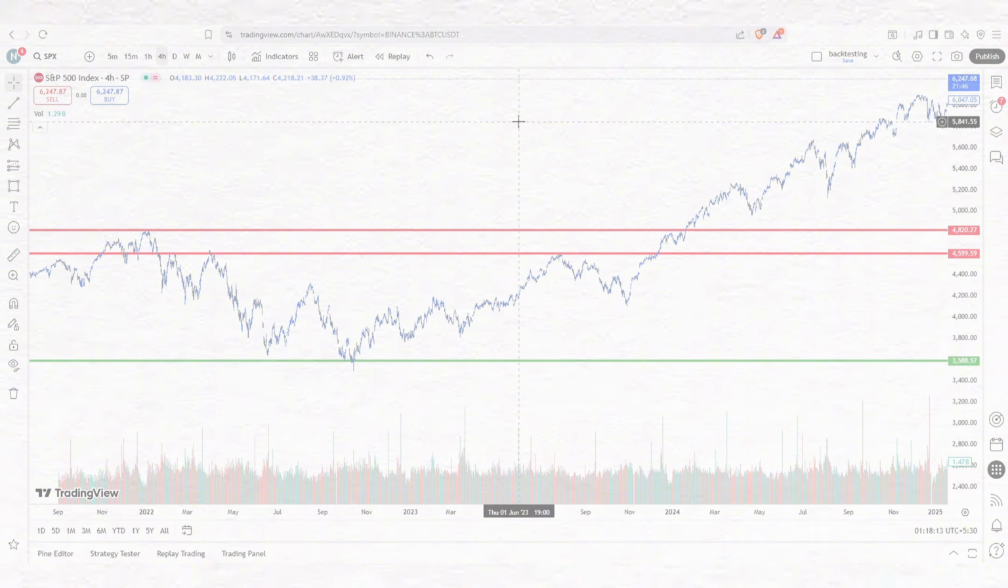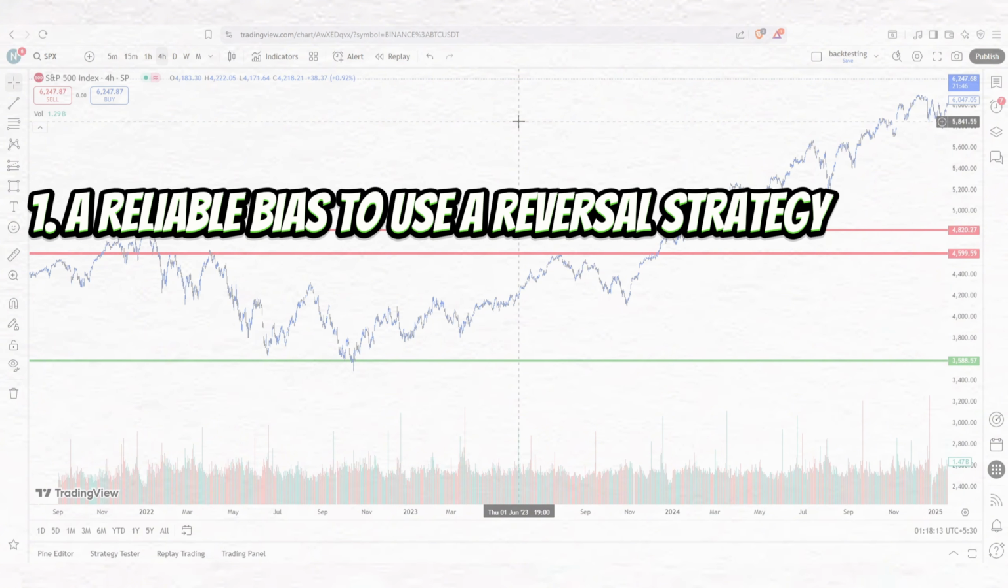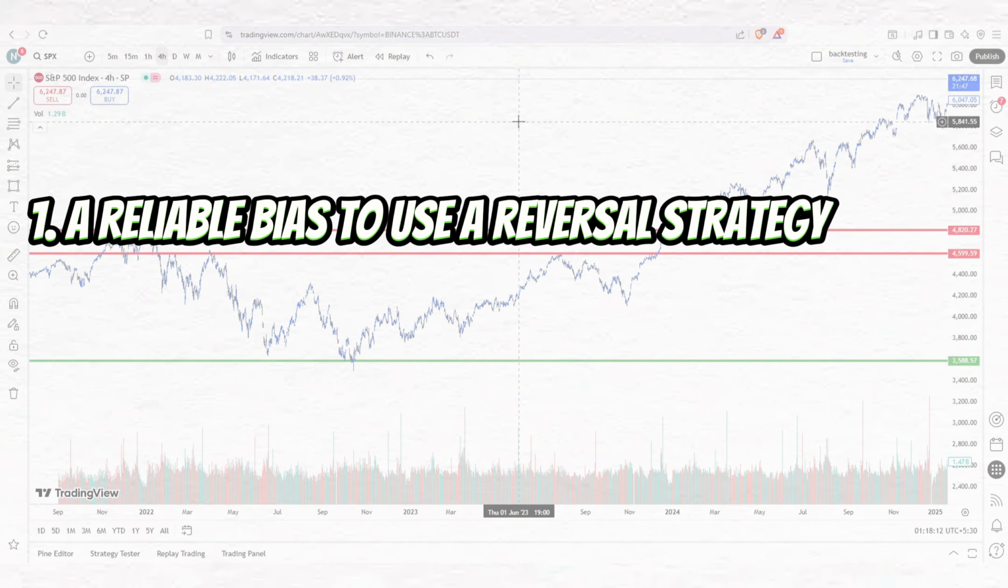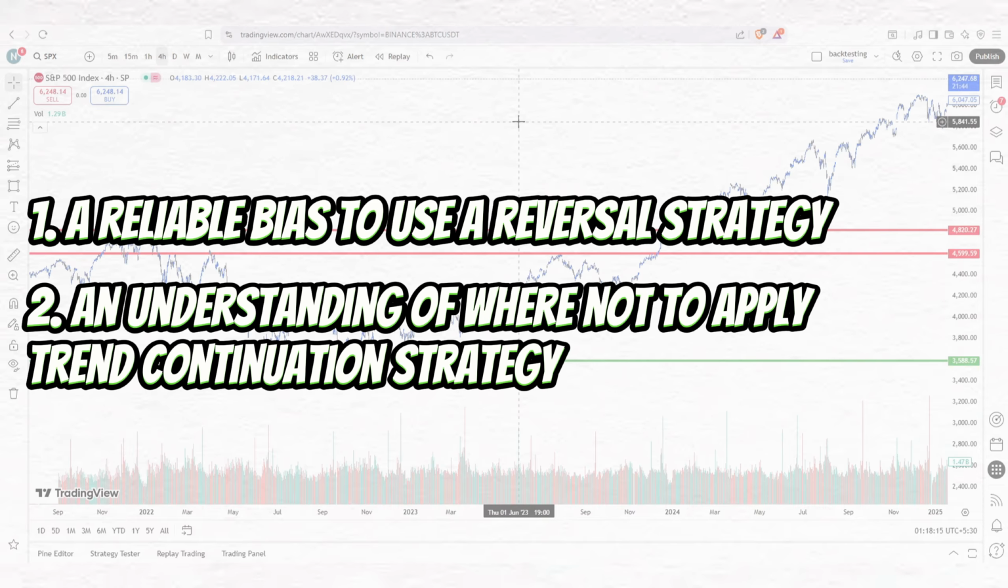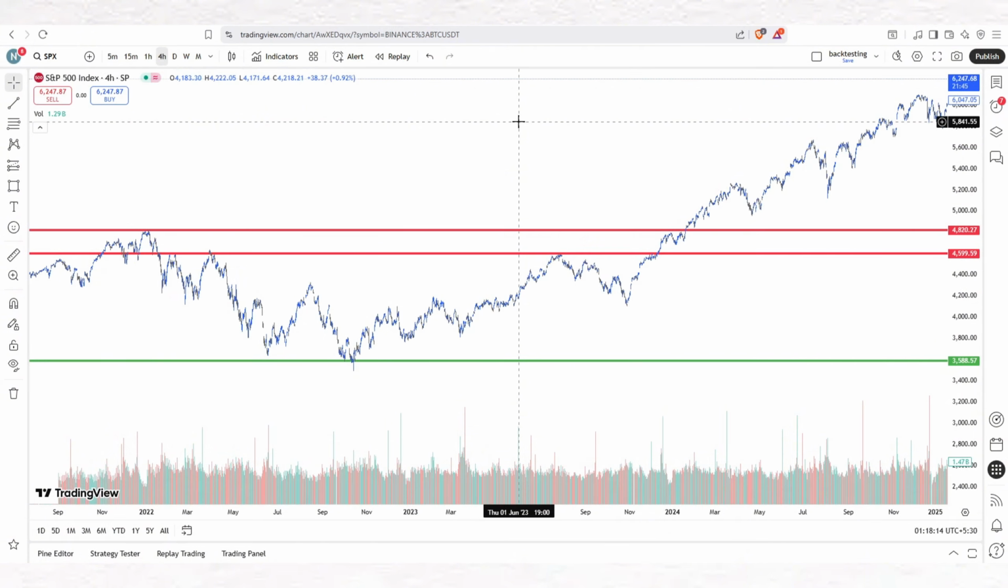This gives you 2 superpowers. A reliable bias to use with a reversal strategy. A clear understanding of where not to blindly take trades. Trust me, these levels will save you a lot of fake breakouts and headaches.